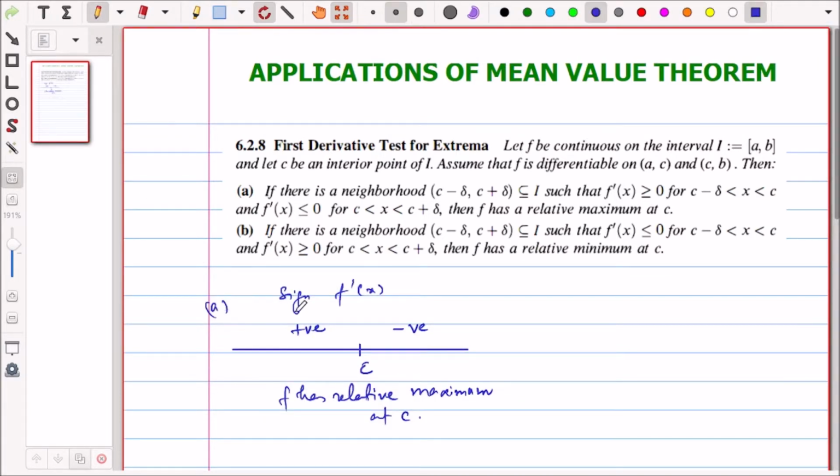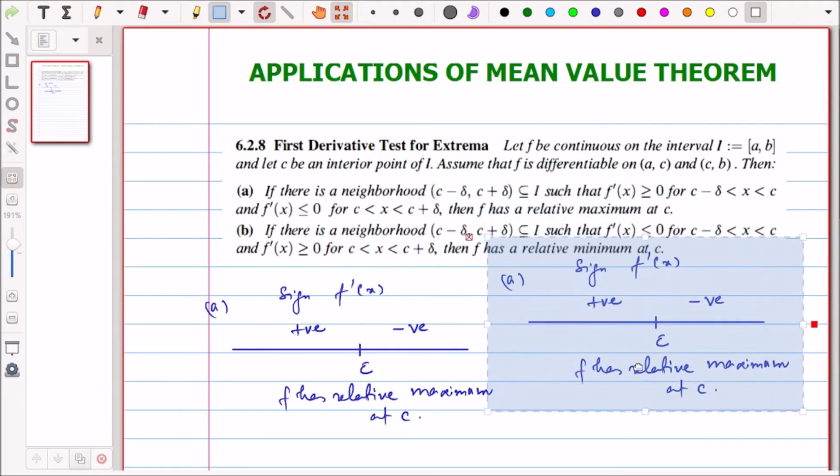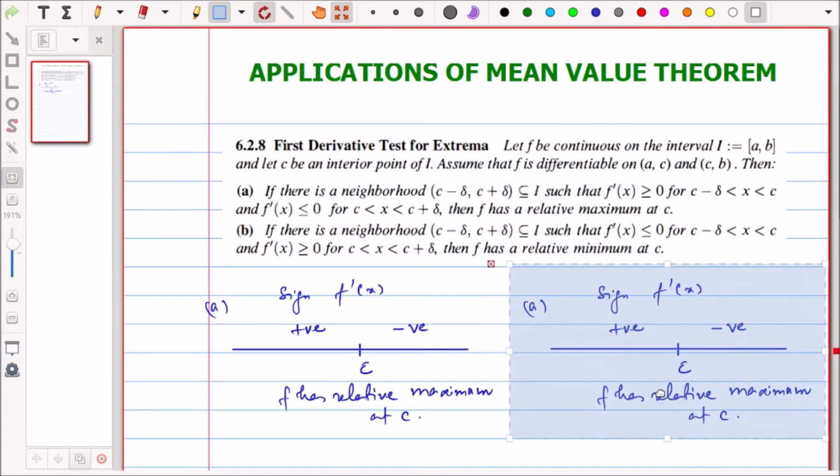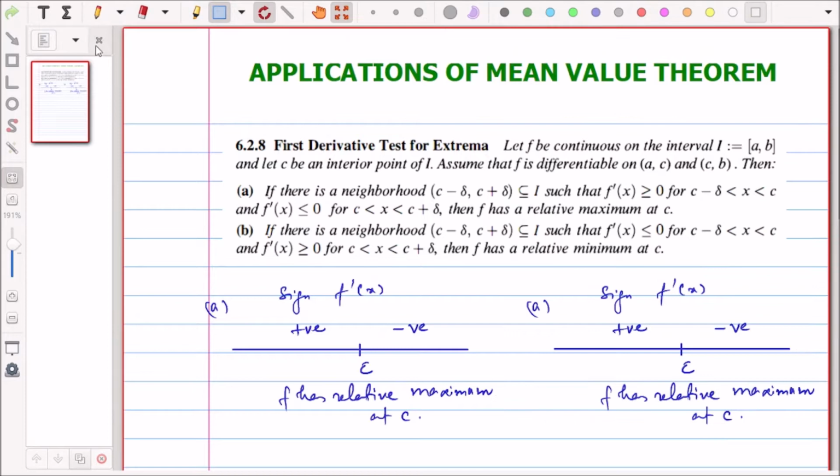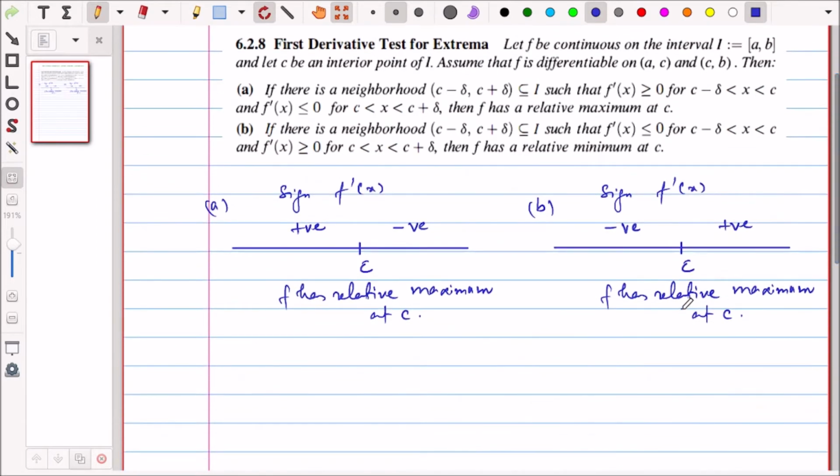This is what your part A says, and then your part B. In your part B you have the same thing. You just check the sign of this. Now the sign changes from negative to positive. Okay, so part B, negative to positive, then f has a relative minimum at C.